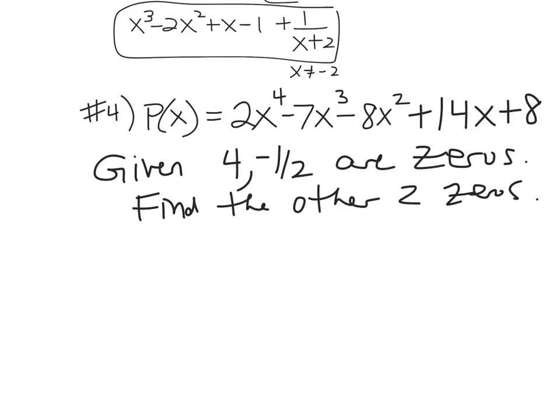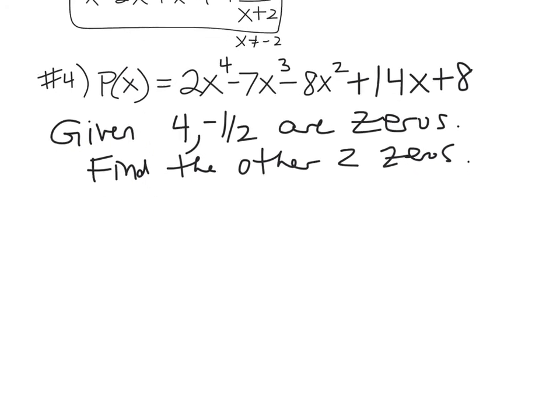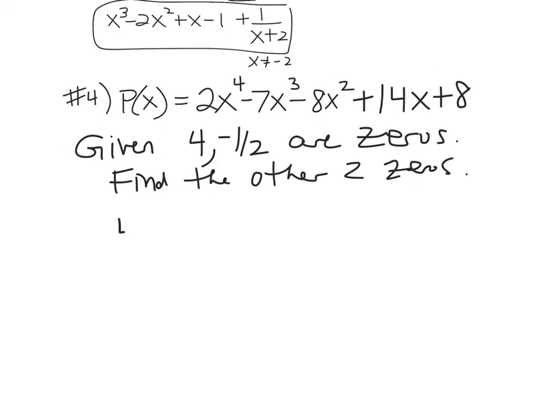Okay, so we're given 4 and negative 1/2 and this huge polynomial, this quartic, this x to the 4th. We need to find the missing 2. So what we're going to do is divide these factors out until we get it down. It's almost like a factor tree when you were a kid. So we're going to take 4 and do synthetic division with it. Now we're told it's a 0, so what should my remainder be? 0. If it's not, then you did something wrong.